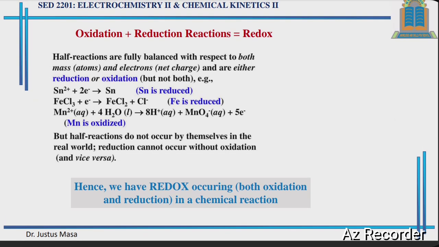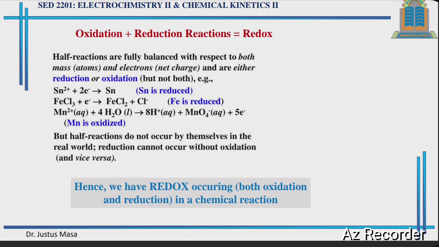Now we're going to look at the concept of redox reactions in electrochemistry. We're looking at half-cell reactions, which are fully balanced with respect to atoms, masses, and electrons, and are either a reduction or an oxidation half cell. So we'll have a reduction half cell and an oxidation half cell. In this case, that compound right there, Sn, is being reduced, so that is a reduction half cell. And then we'll have another one, iron 3 chloride, also being reduced. That's all occurring at the reduction half cell.